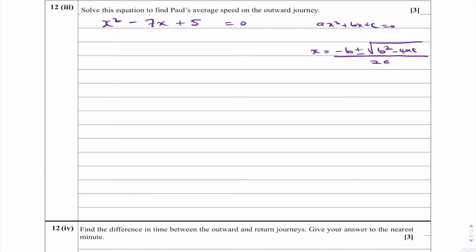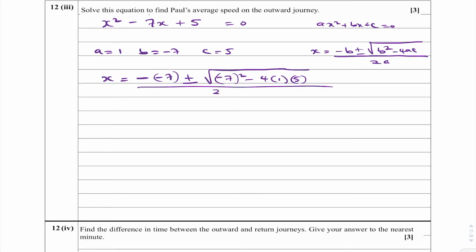So let's do that. a equals 1, b equals minus 7, c equals 5. So we plug those values in. x equals minus minus 7 plus or minus the square root of minus 7 squared minus 4 into bracket a, which is 1, and c, which is 5, over 2 times 1.